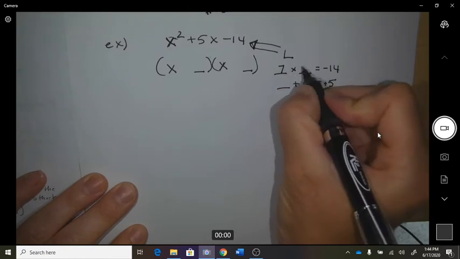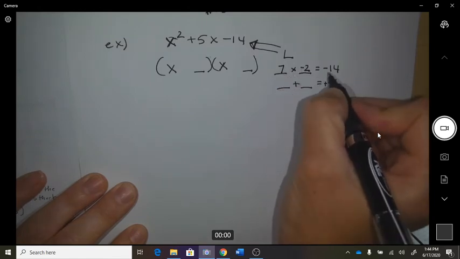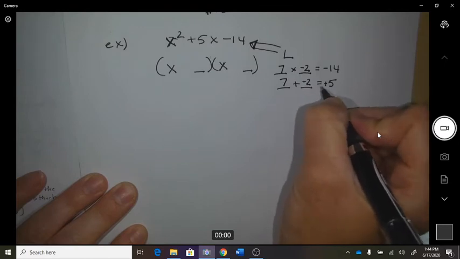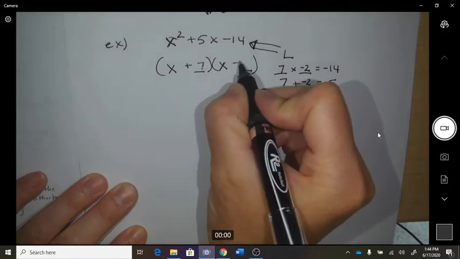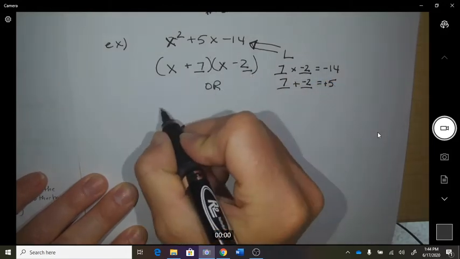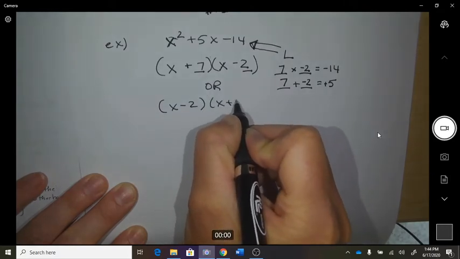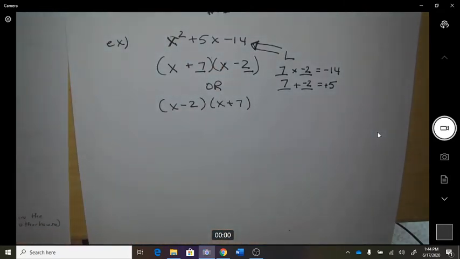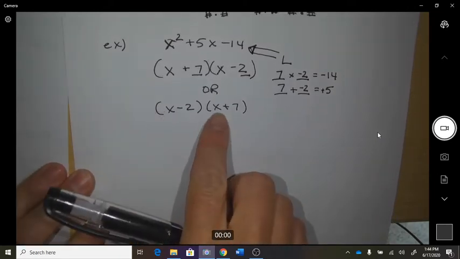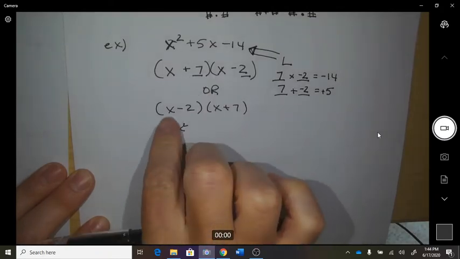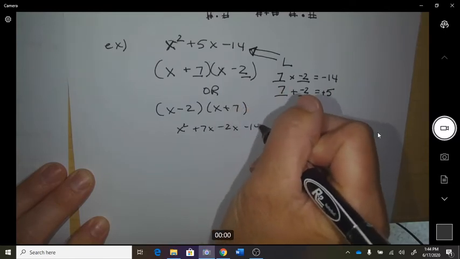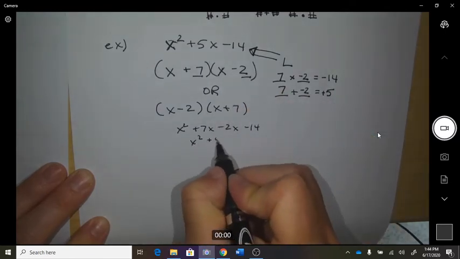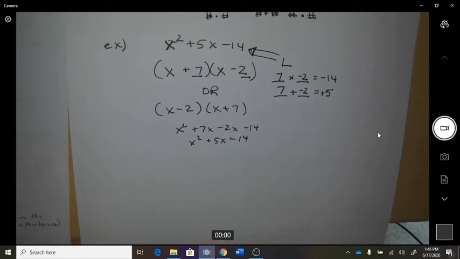So 7 times negative 2 would multiply to negative 14, and 7 plus negative 2 would make a 5. It doesn't matter what order you put them in, because 4 times 5 is the same as 5 times 4. And you can always check your answers by going forward. x squared plus 7x minus 2x minus 14. And we did it.